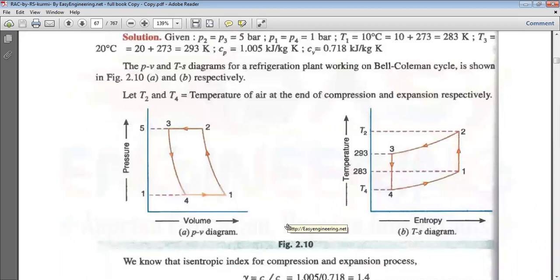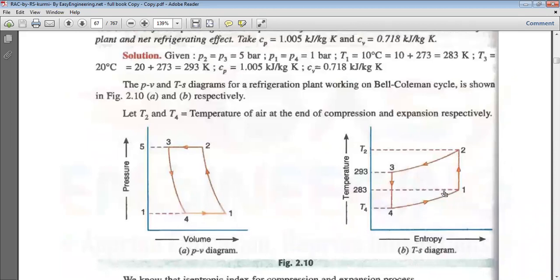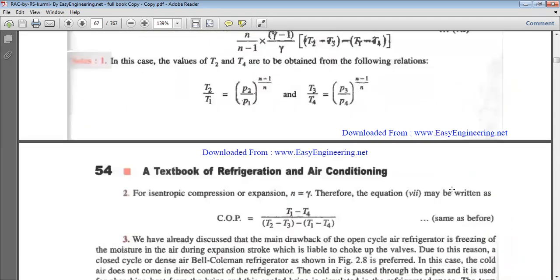While solving the problem, we have to know what T1, T2, T3 and T4 are. What is T1? It is the suction condition of the compressor or the exit condition of the refrigerator. The exit of the previous device is the input of the next device. You see the block diagram.